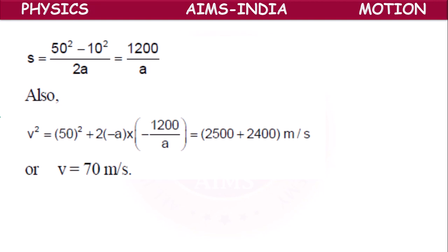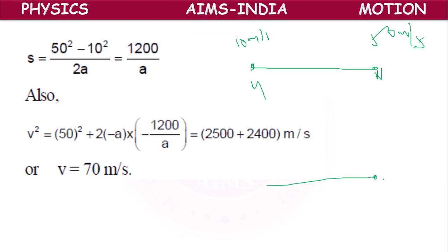So, children, the body started from a point with a velocity of 10 meter per second, which is u, and went up to a velocity of 50 meter per second. This is the first case. And in the second case, at velocity 50 meter per second, the acceleration becomes reversed, minus a, and it is coming back to the original position.